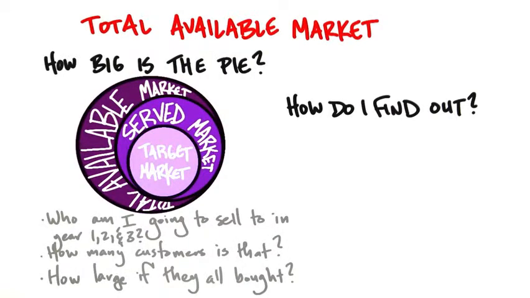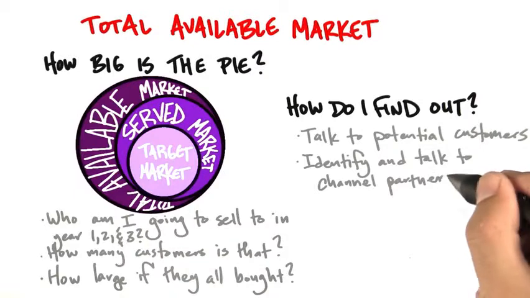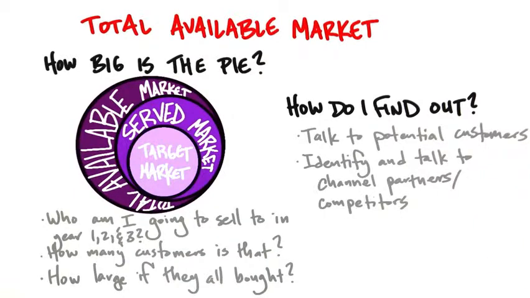How large is the market if they all bought? What we are now coming up with is the total number of dollars. If you had 100% market share, your revenue isn't going to exceed this number. And how many units would that be? Again, how do I find out? This is really about getting out of the building and talking to customers, potential channel partners, competitors, etc. At the end of this exercise, you now have a first-pass hypothesis about whether this business model canvas is worth executing for the next couple of years.